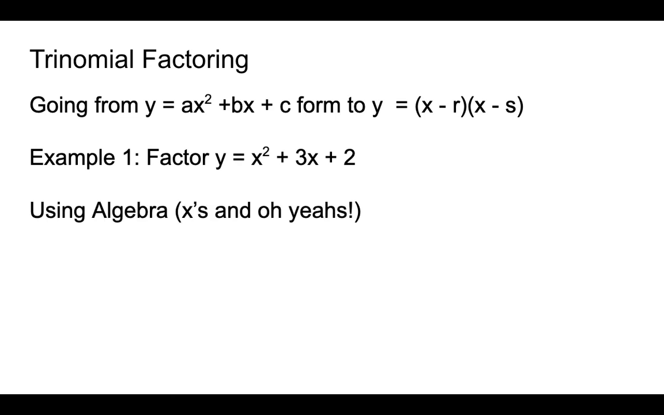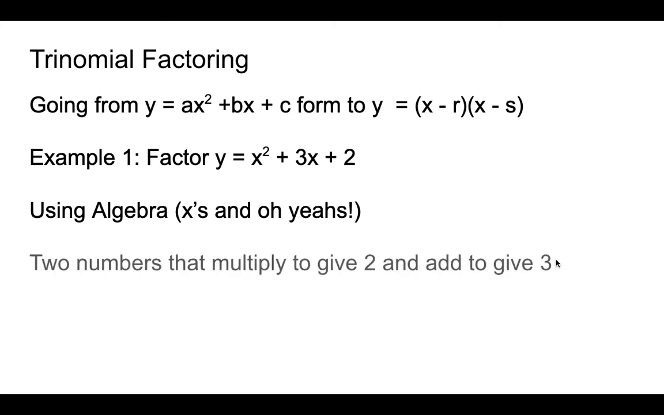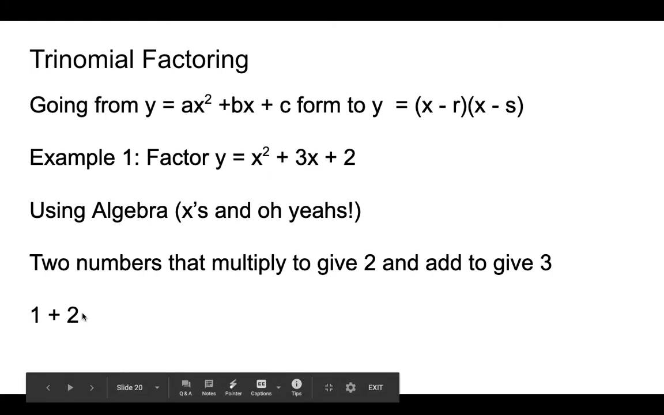This is using algebra. And I'm hopeful that after doing that pattern several times, you'll realize what you were doing is you were finding two numbers that multiply to give this last number and add to give the middle number. So what's two numbers that can multiply to get to 2, but also add to get to 3? So 1 and 2 will do this because if I do 1 times 2, I get 2.